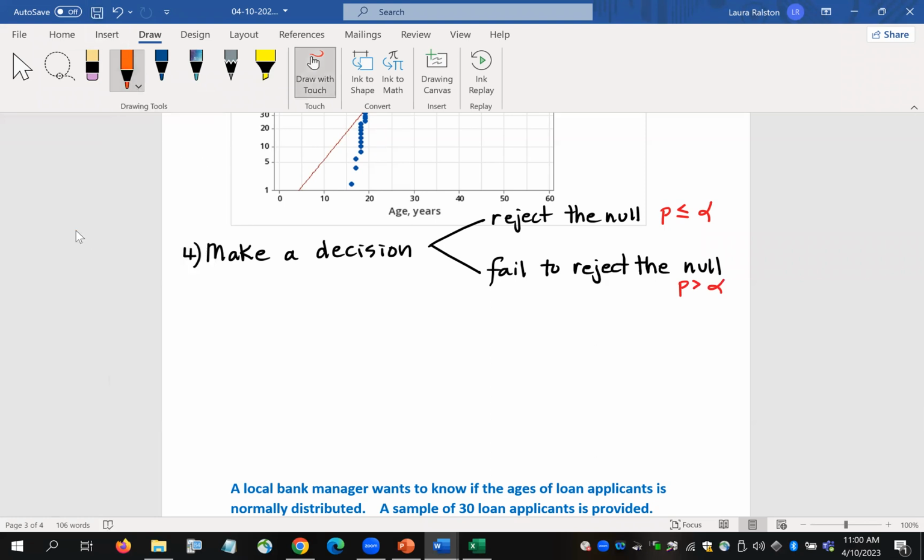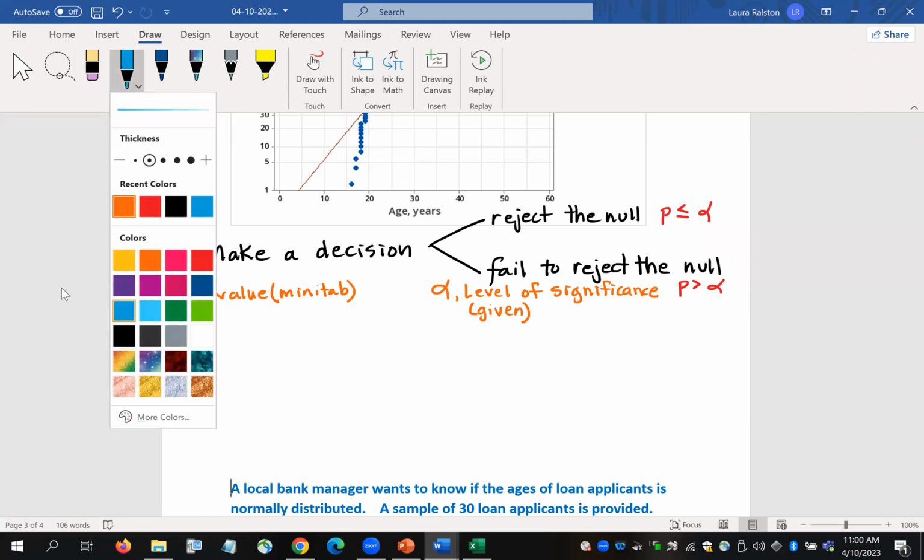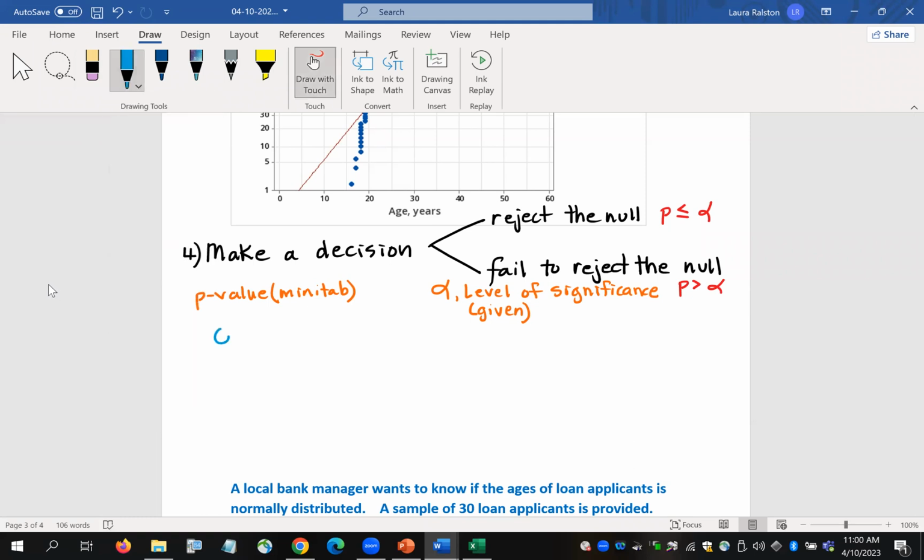The p-value we just calculated in Minitab. The alpha is your level of significance. That usually is given in the problem. So in this scenario, my p-value was 0.005. My alpha is 0.05.